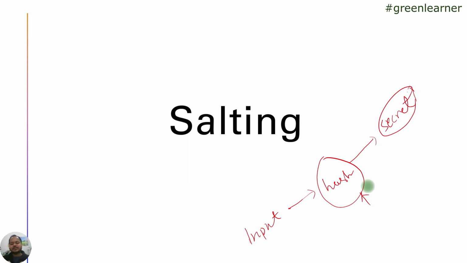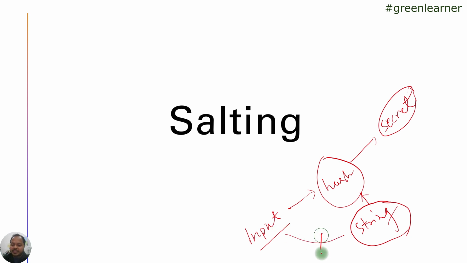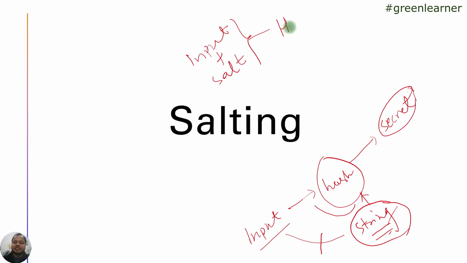So what does salting tell us? What the salting concept gives us is that instead of directly putting the input into the hash, you put some string with it. You generate some random string with each input that is coming in, and along with this input and this string, pass it to the hashing. So now we have input plus salt. This salt is that unique randomly generated string that we are passing through the hash, which is giving us a secret.